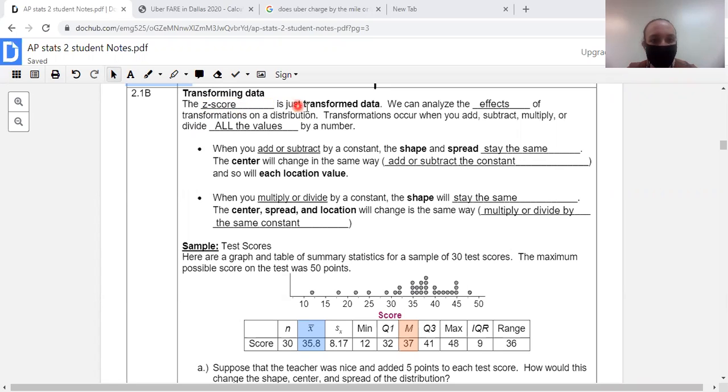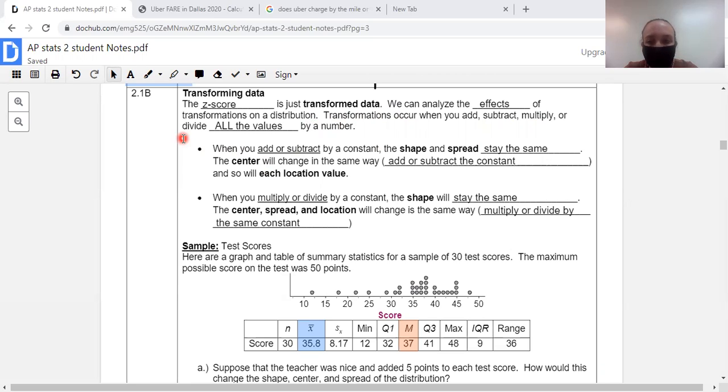So the z-score is just transformed data. We can analyze the effects of transformations on a distribution. Transformations occur when you add, subtract, multiply, or divide all values by a number. These are your notes for today. You can download them in the day 3 folder and just follow along as I walk you through this.